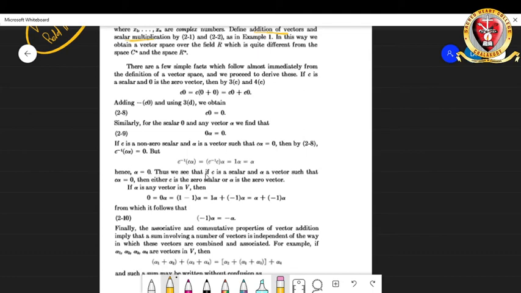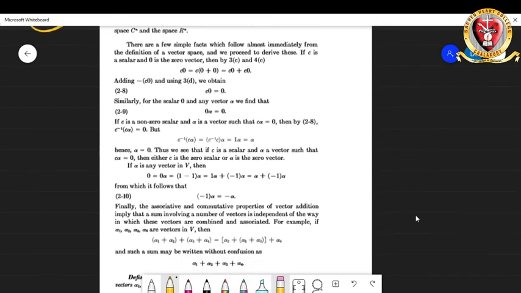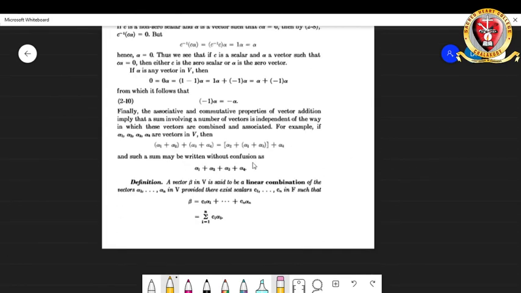Thus, we see that if C is a scalar and alpha is a vector with C alpha equal to 0, then either C is the 0 scalar or alpha is the 0 vector. If alpha is any vector in V, then 0 is equal to 0 into alpha, that is equal to 1 minus 1 into alpha, that is equal to 1 alpha plus minus 1 into alpha, that is equal to alpha plus minus 1 into alpha, from which it follows that minus 1 into alpha is equal to minus alpha.